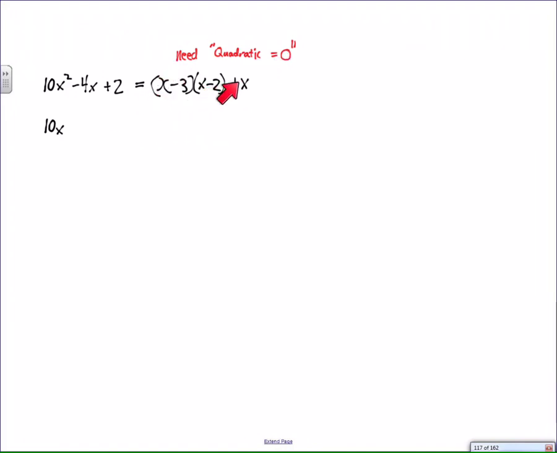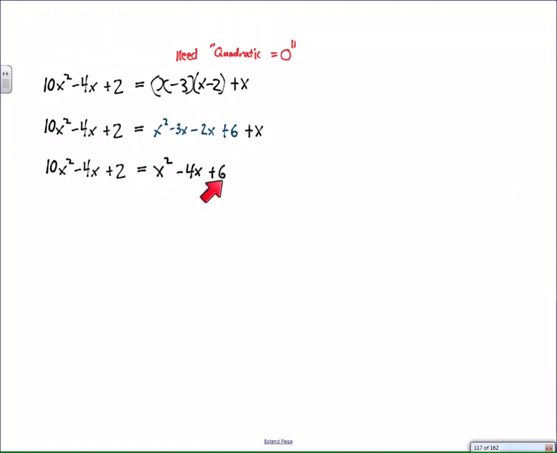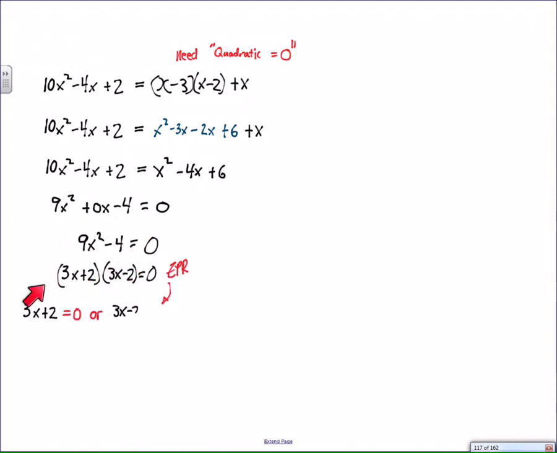So in order to do that, I need to unleash these variables from their prison using the FOIL algorithm: x times x, negative 3 times x, negative 2 times x, and negative 3 times negative 2. And then we also have the extra add x. I collect like terms on the right-hand side. Now I have quadratic equals quadratic, not quadratic equals 0. So I'm going to subtract the x squared from both sides. I'm going to add 4x to both sides. That gives me a 0x. And I'm going to subtract 4 from both sides. That's when I recognize, oh, we got a difference of 2 squares here. I'm going to factor, use the zero product rule, and I'm good to go.